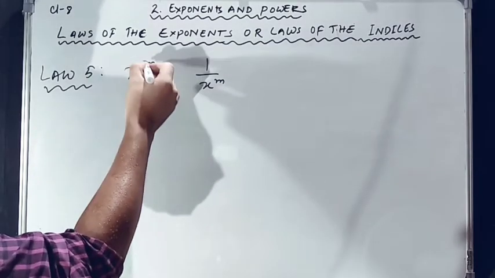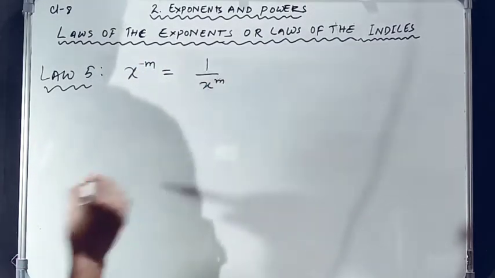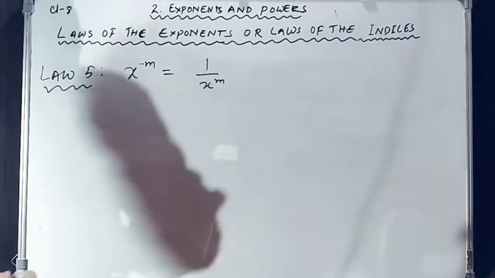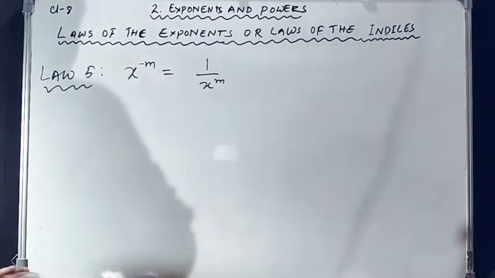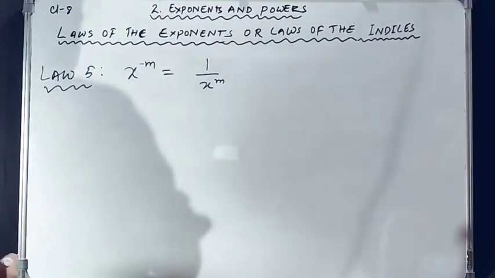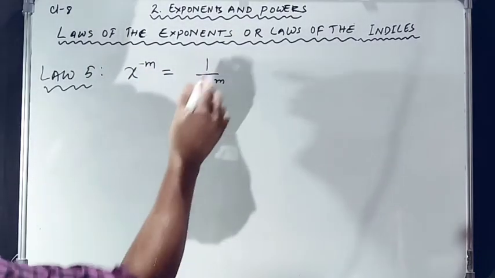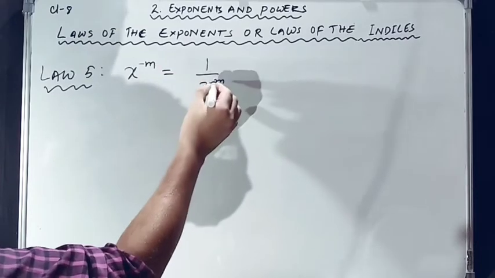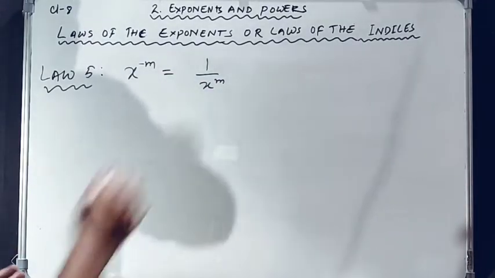Now law number 5. X raised to the power minus m is equal to 1 by x raised to the power m. So dear students, any number raised to a negative power will become a reciprocal, and then the power will become positive.